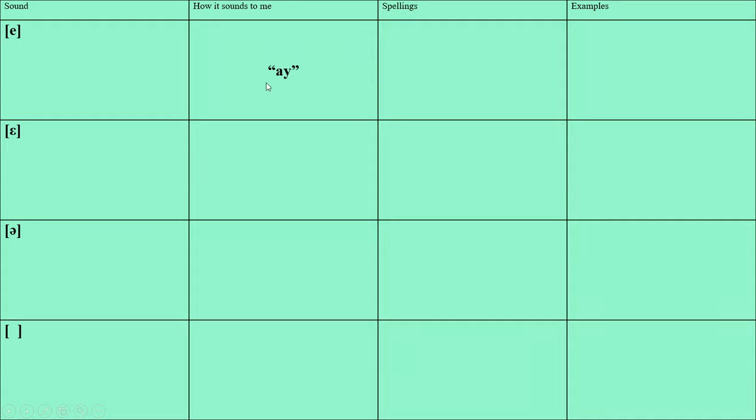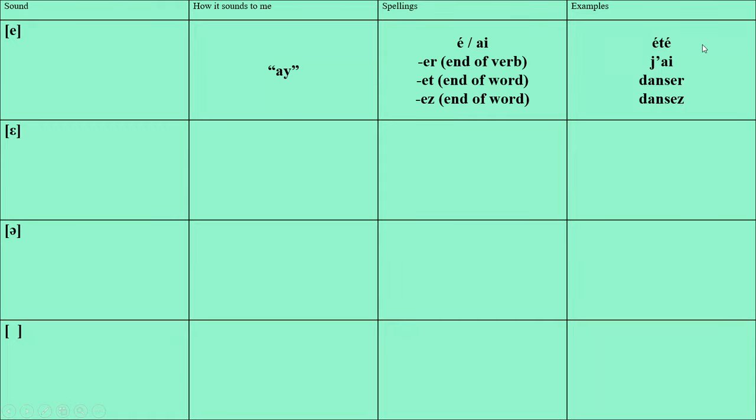Going back, we have A. How do we spell A? In the following ways. With the accent, the letters AI without anything after them. At the end of the word, letters ER, letters ET, letters EZ. All of these make the A sound. For example, été, j'ai, dansé.